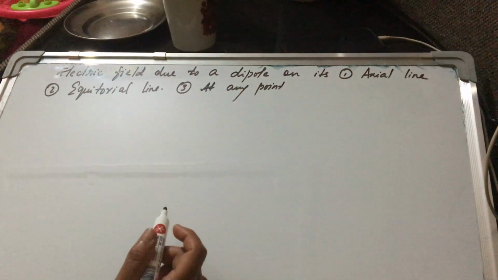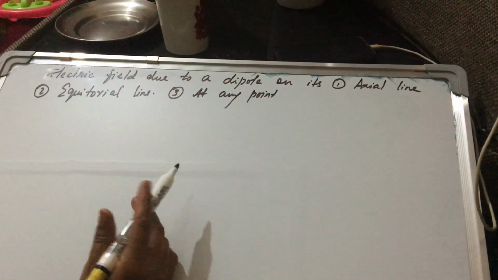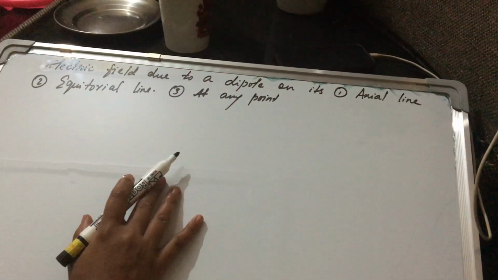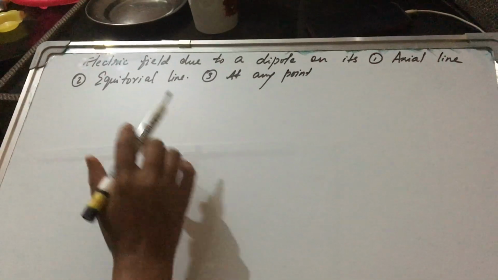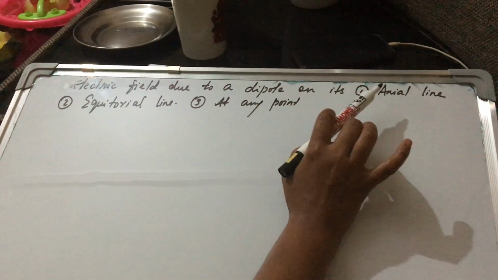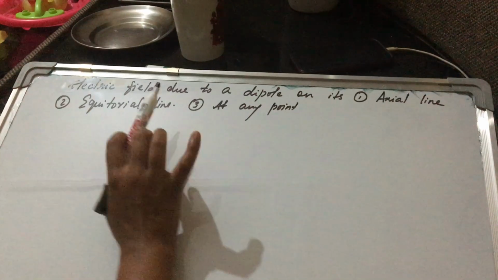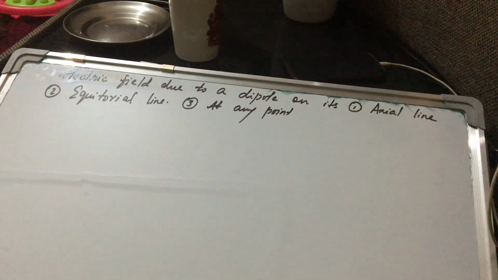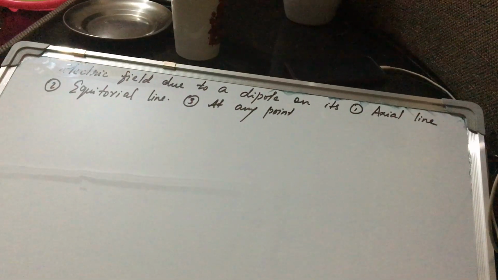Hello students, today in this class we are going to do a small derivation to find the electric field due to a dipole on its axial line and equatorial line at any point. So what we are going to do is find the electric field.